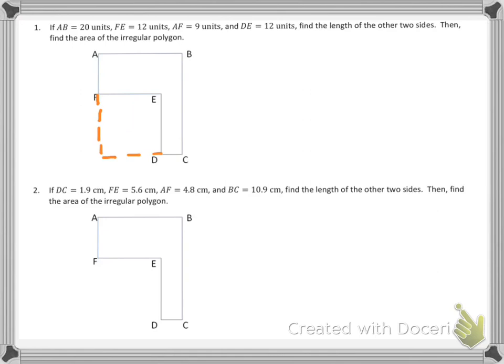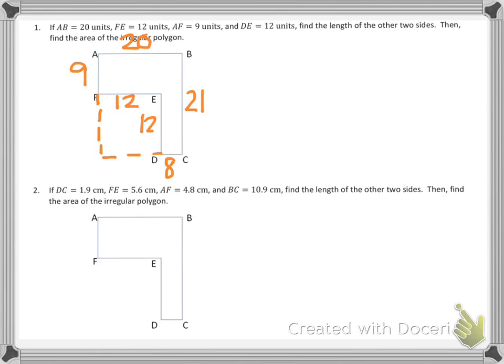So first I'm going to start with the units here. Between A and B is 20 units. Between F and E is 12. I'm going to stop right now because I can see that 20 minus 12 will give me this distance here, which will be 8 from D to C. And then I have AF. A to F is 9. And I have D to E is 12. So this 9 plus 12 gives me B to C, which would be 21 units.